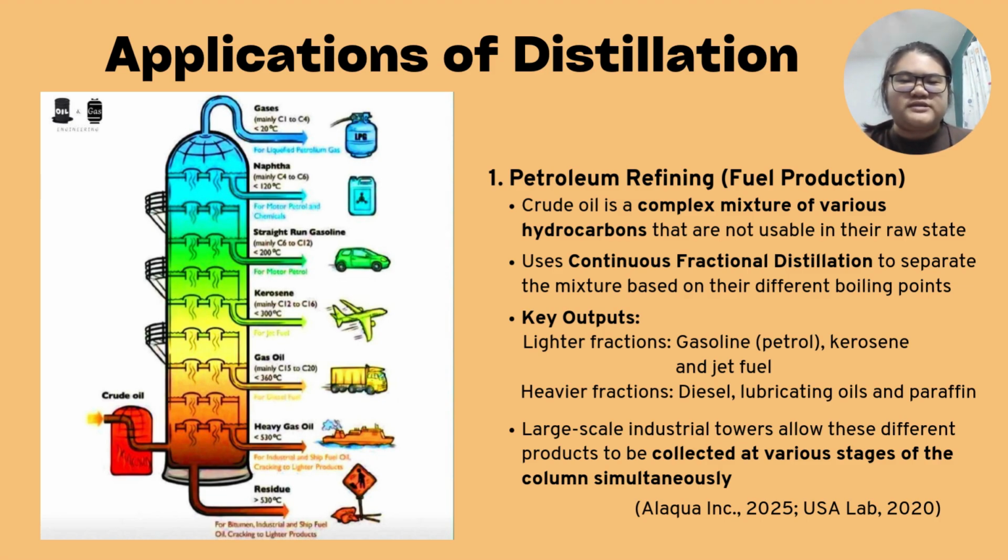This process extracts lighter components such as gasoline, kerosene, and jet fuel, as well as heavier components like diesel, lubricating oils, and paraffin. Large-scale industrial towers allow these different products to be collected at various stages of the column simultaneously.